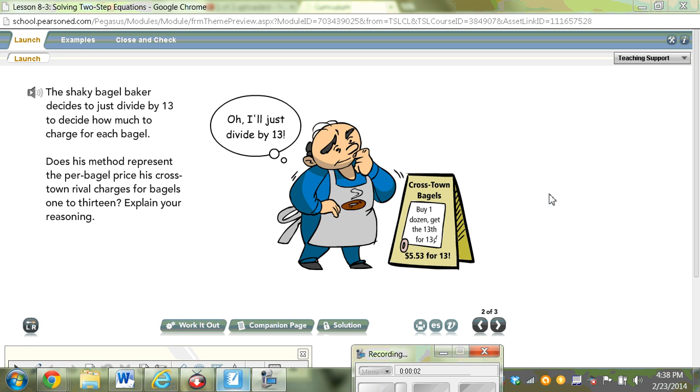Welcome, ladies and gentlemen. This is 8-3, solving two-step equations. We're going to be solving them this time instead of just writing. You will still need to write them, but we're going to walk through how we solve for them.